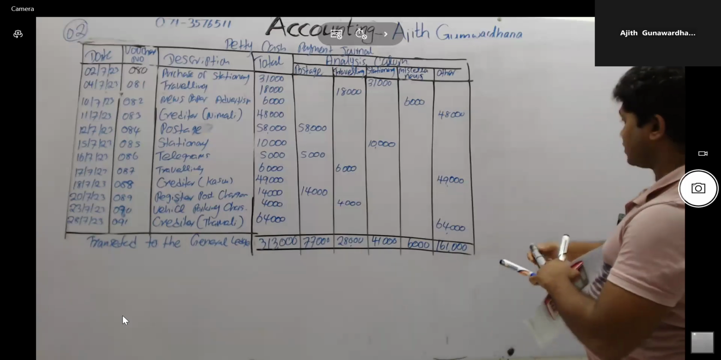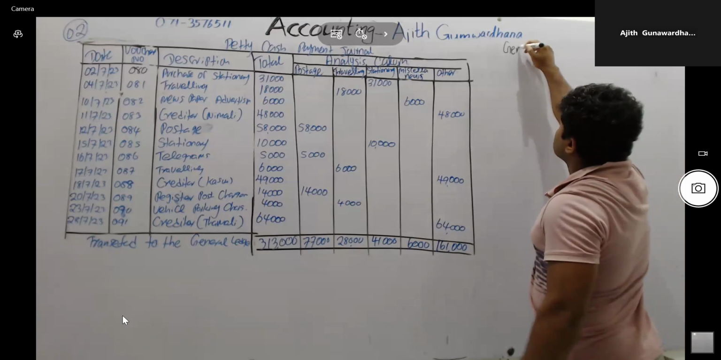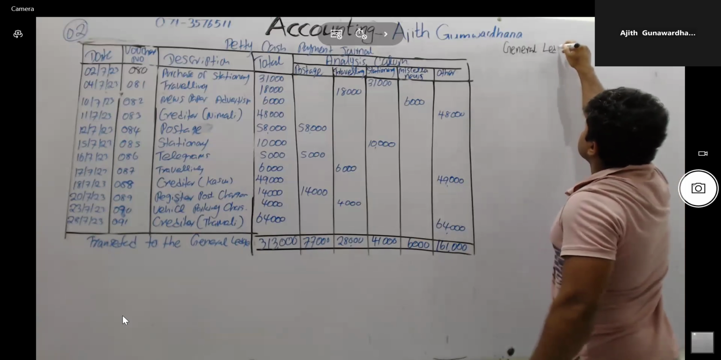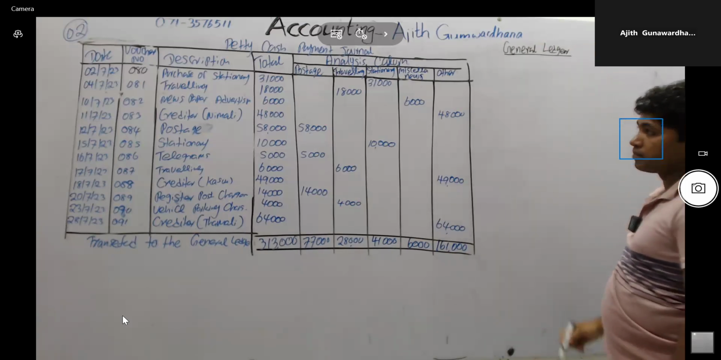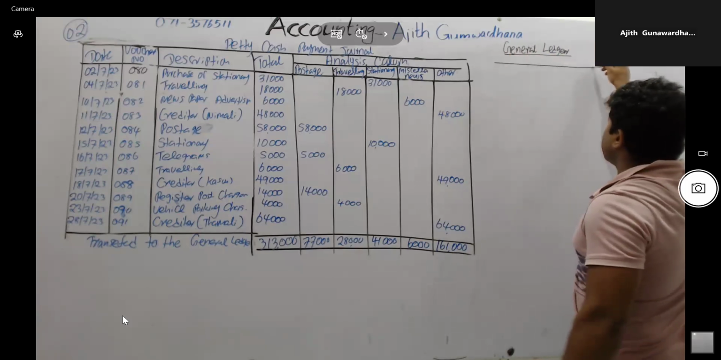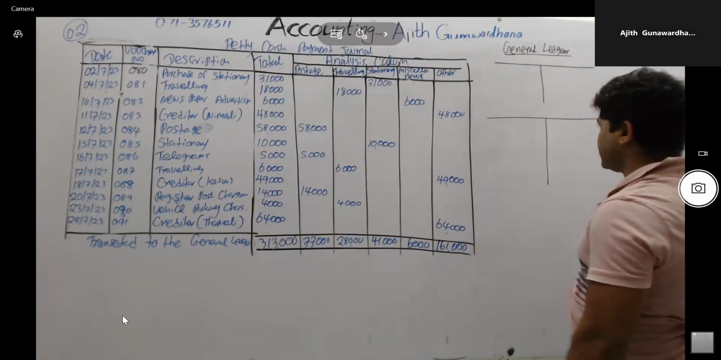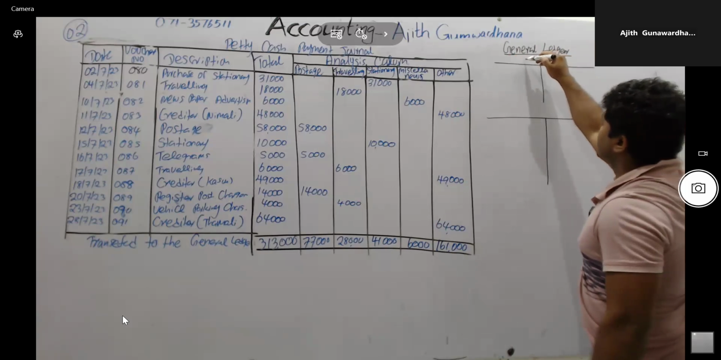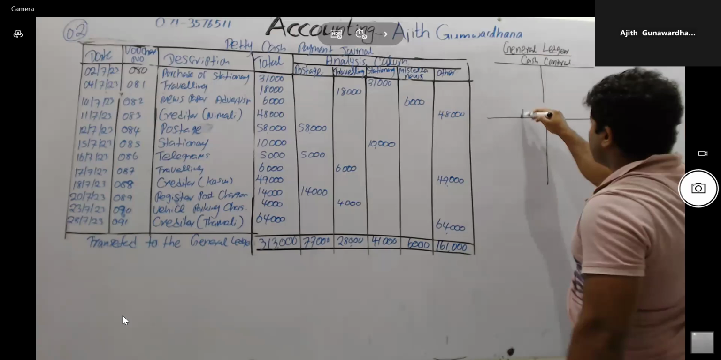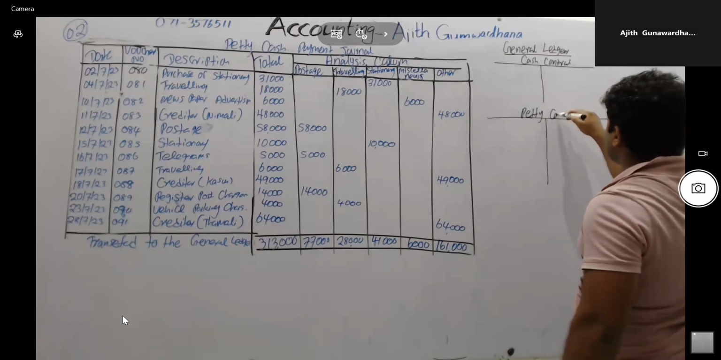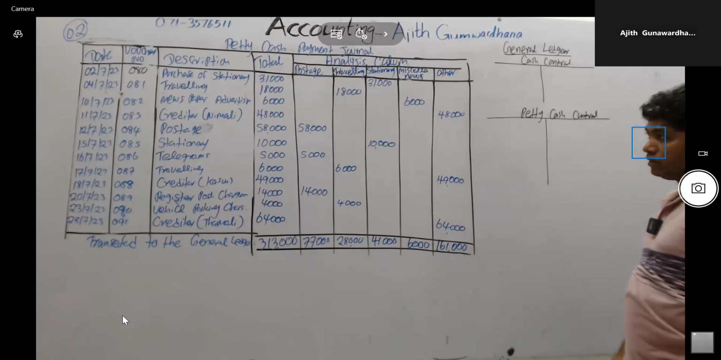You have to prepare cash control accounts. Think ledger accounts should be recorded in the general ledger. Here, general ledger. Ledger is a place which holds more ledger accounts. Therefore, you have to prepare cash control accounts and petty cash control accounts. This one is cash control, and this one is petty cash control.